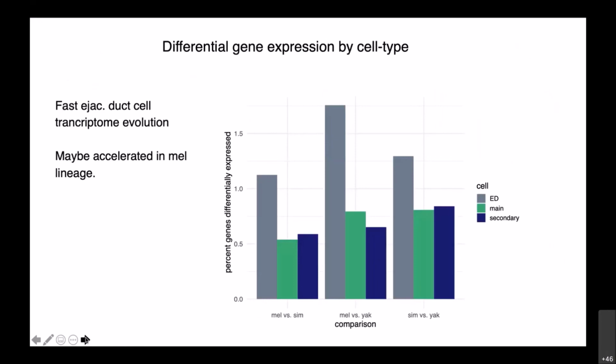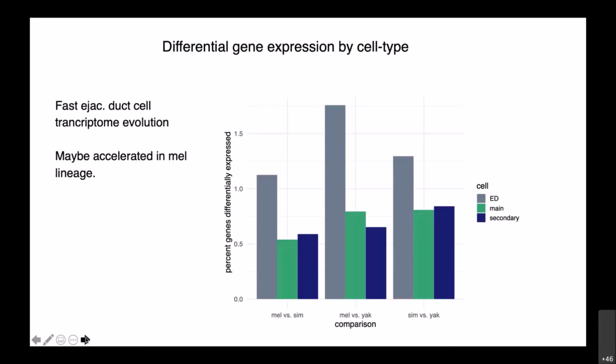All right, let's get to the evolutionary stuff for the last few minutes. So here I'm showing percent genes differentially expressed in 3 different cell types for 3 different species comparisons. Mel versus Sim comparisons for 3 cell types on the left, in the middle, Mel versus Yakuba for 3 different cell types, and Sim versus Yak. So the Mel versus Yak comparison and the Sim versus Yak comparison is a greater time scale than Mel versus Sim, but the time scale is the same for Mel Yak and Sim Yak. So there's the same time scales. They have the same common ancestor.